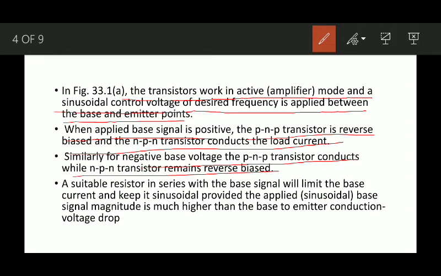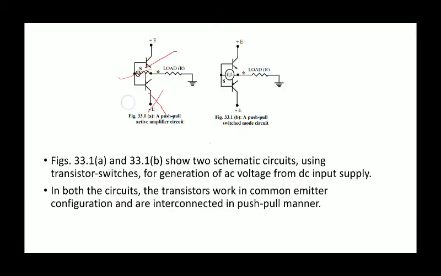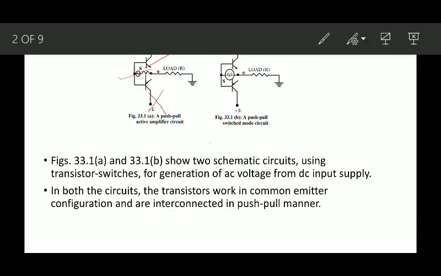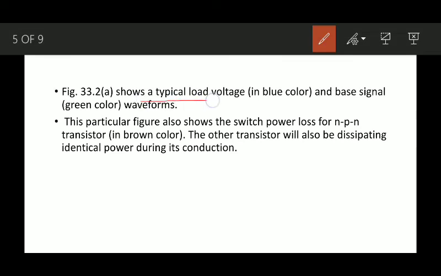A suitable resistor in series with the base will limit the base current. Keep the applied sinusoidal voltage magnitude much higher than the base-to-emitter conduction voltage drop. It means the voltage we apply at the base is much higher than the drop across the base-emitter junction. The figure shows the typical load voltage in blue color and the base signal in green color waveform.